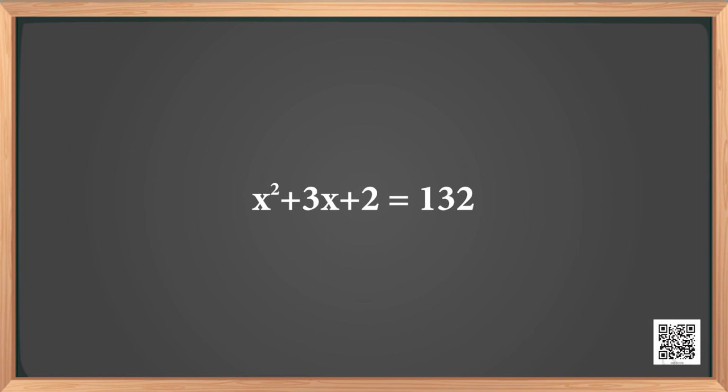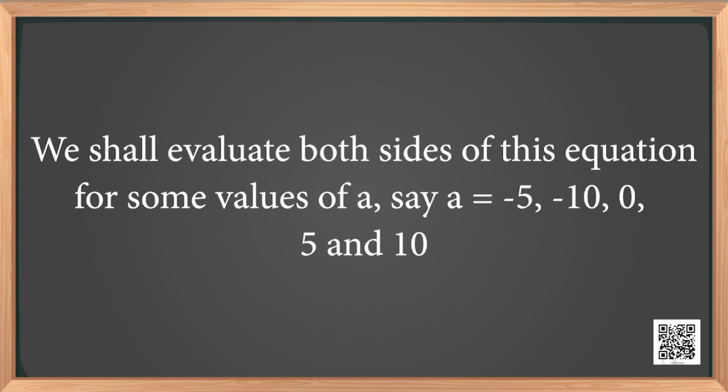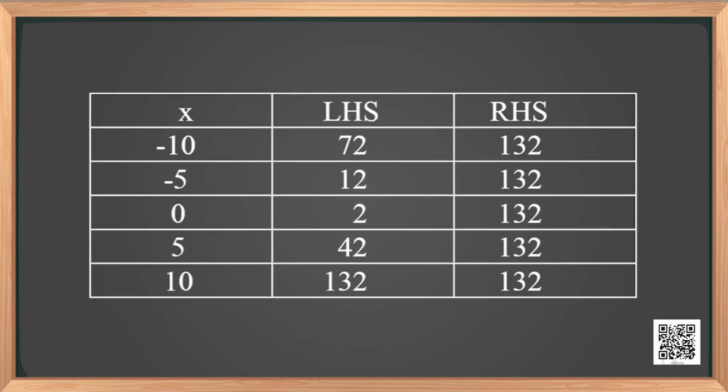x square plus 3x plus 2 is equal to 132. We shall evaluate both sides of this equation for some values of x. Say x is equal to minus 5, minus 10, 0, 5 and 10. If you observe, the values in the above table is true only for x is equal to 10, but it is not true for other values of x.